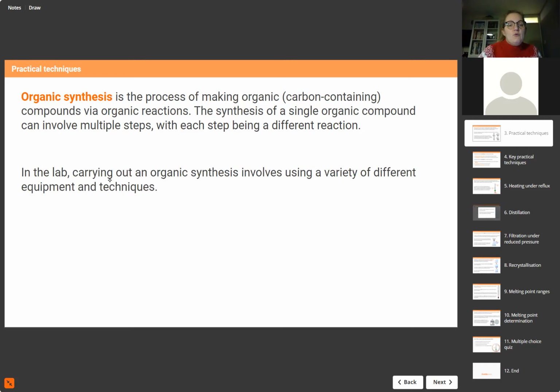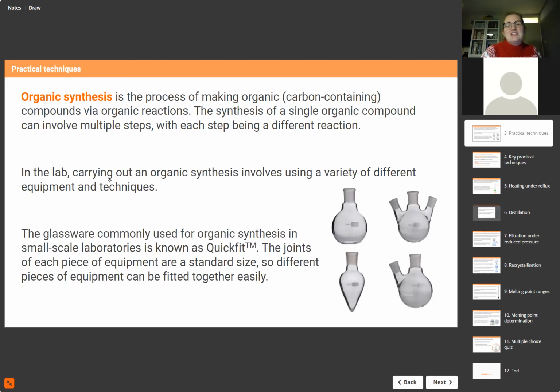So in the lab, if we carry out organic synthesis, it involves lots of different equipment and techniques. We're going to go through lots of these different techniques that you might come across. Most of them will be quite familiar, and lots of them won't be very different or new. So we'll probably go through these at a swiftish pace. It's nothing too in-depth, just a bit of a recap, and you can always spend a bit of time later looking back through them. It's nothing too complicated.